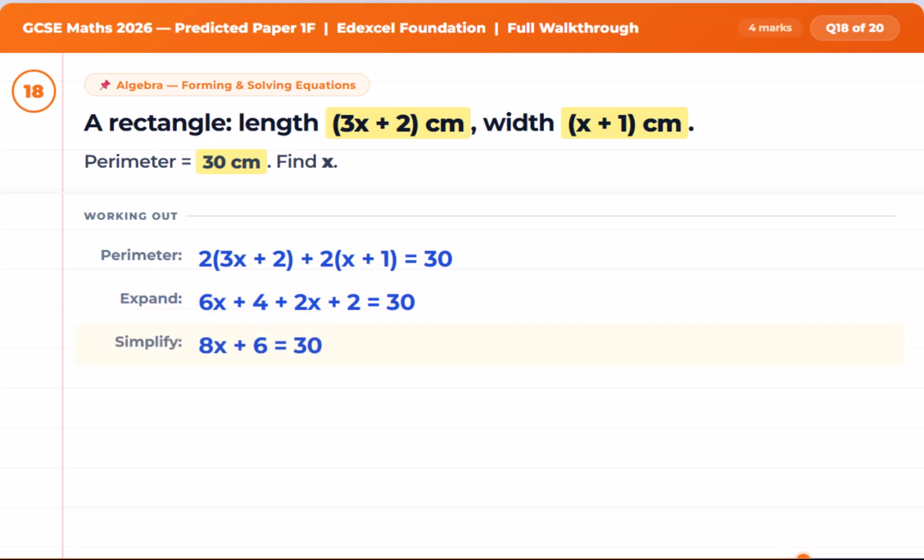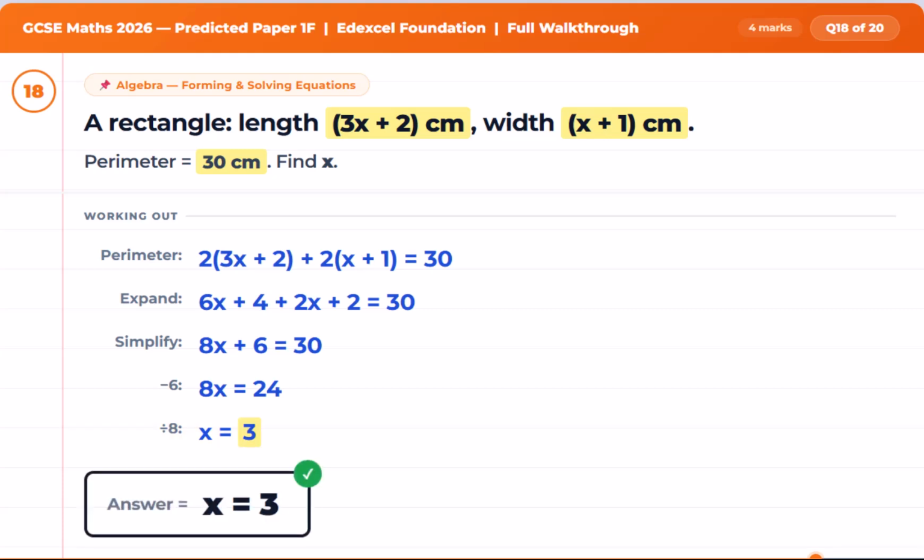8x plus 6 equals 30. Subtract 6 from both sides. Divide both sides by 8. x equals 3. The value of x is 3.